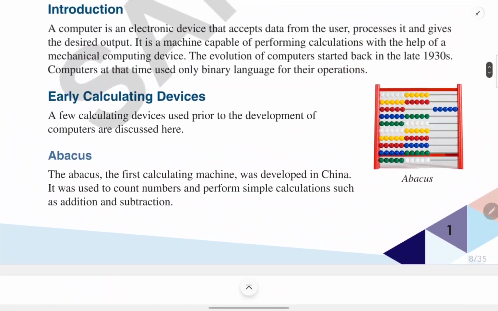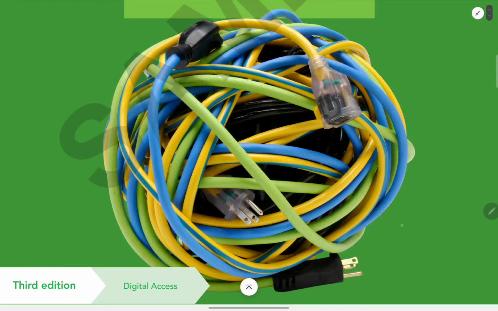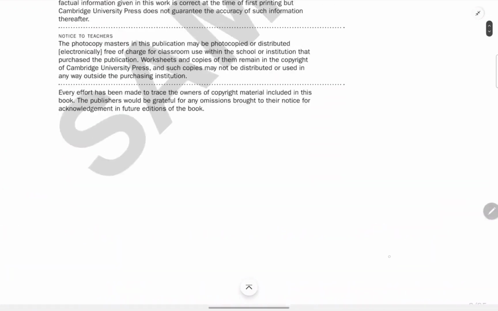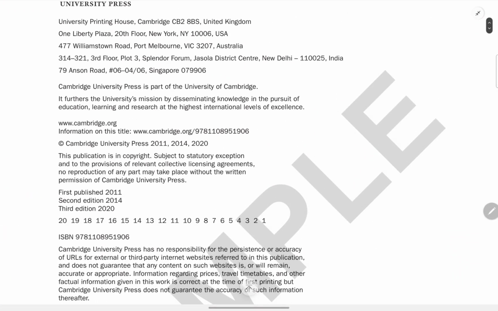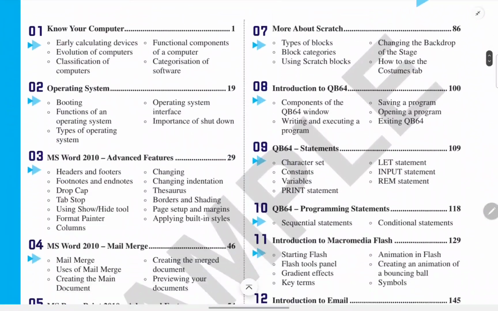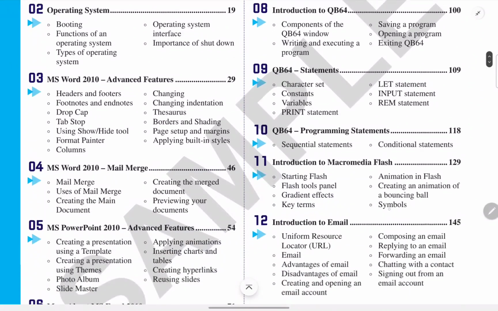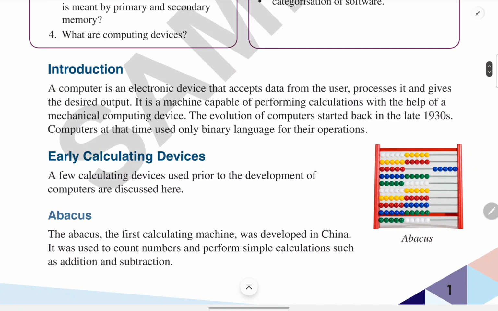So here is our e-book. Again, I will show you from the start. This is the Cambridge University Press ClickStart International Edition Learner's Book 6, third edition, and here is the ebook of that. You can see the publisher Cambridge University Press, third edition 2020. The ISBN number is also given. Here are the chapter contents, and we are covering right now Know Your Computer, chapter number 1. This is lecture number 2. In lecture number 1 we covered the introductory part, but in lecture number 2 I will be covering the early calculating devices.